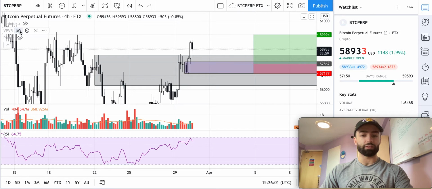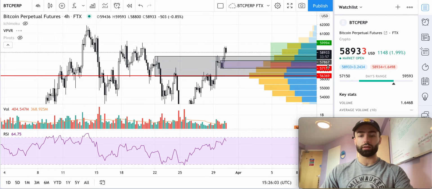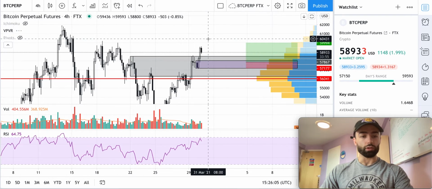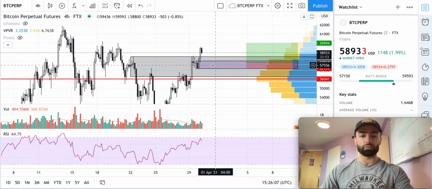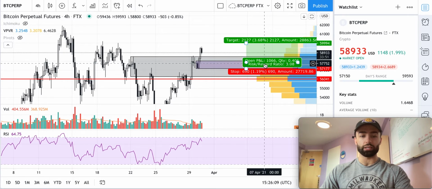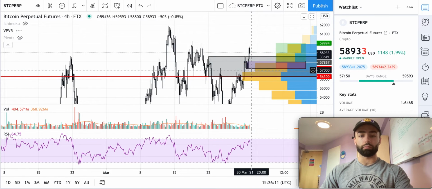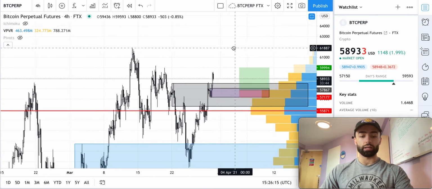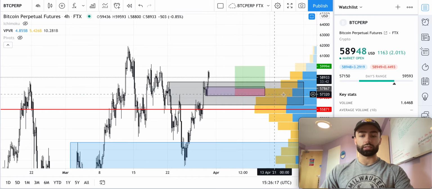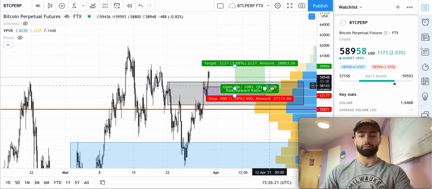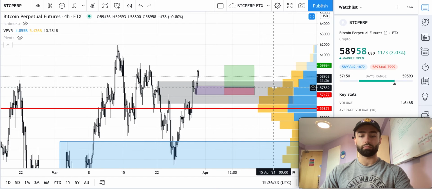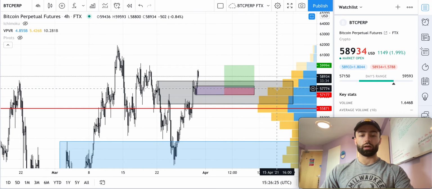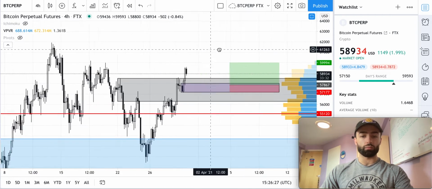We also have confluence here with the VPVR. If we look, we can see that this is where we start to get this increase in volume. The more you show this indicator in terms of volume, the more data it's going to give you. So right here you can see this is where a fat node is. So that is where we will look to.